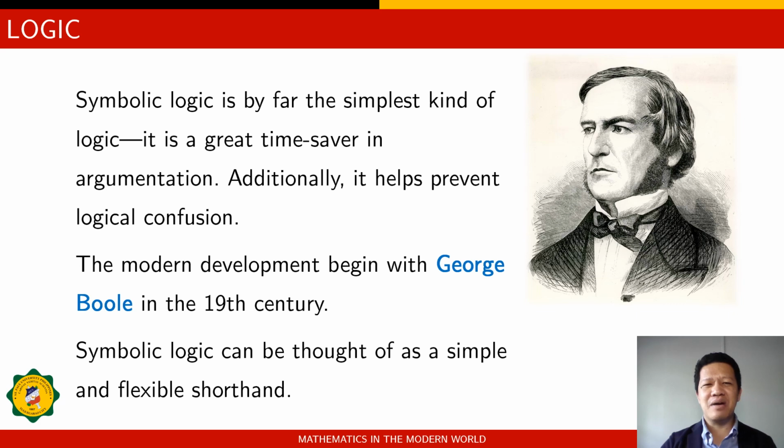Symbolic logic is by far the simplest kind of logic. It is a great time saver in argumentation. Additionally, it helps prevent logical confusion. The modern development began with George Boole in the 19th century. Symbolic logic can be thought of as a simple and flexible shorthand.